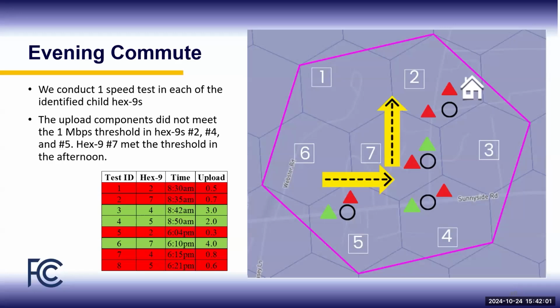Finally, the testing threshold is met because with a total of less than 20 components, we only need 5 negative components: the 2 morning tests and the 3 evening tests that fell below 1 megabit per second upload, for a failure rate of 62.5%. Next slide, please.